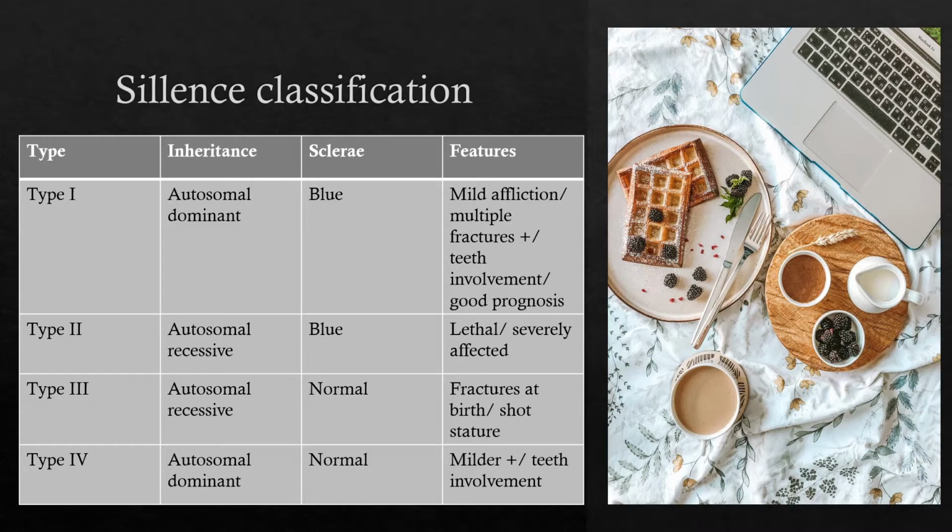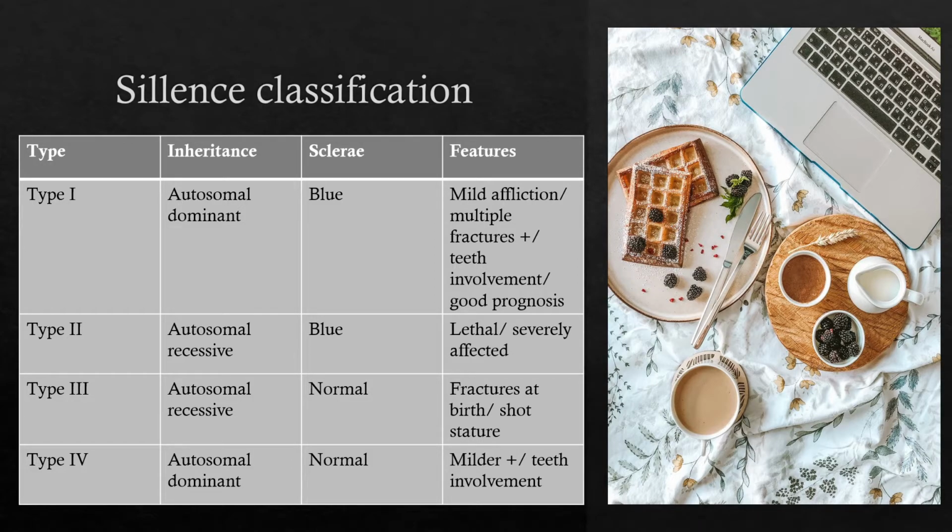We can use the Sillence classification to classify osteogenesis imperfecta into its four types. Type 1, which is of an autosomal dominant inheritance pattern. On clinical examination, you may find blue sclera. Other associated features of type 1 is that the patient is usually mildly afflicted. There could be multiple fractures and sometimes teeth involvement, but usually type 1 has quite a good prognosis.